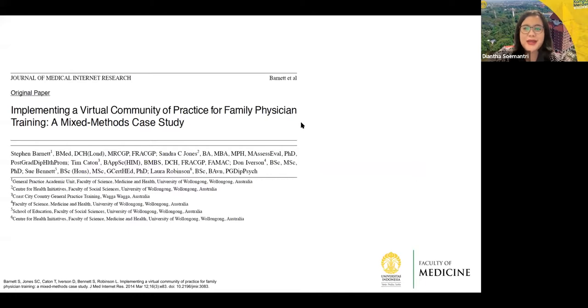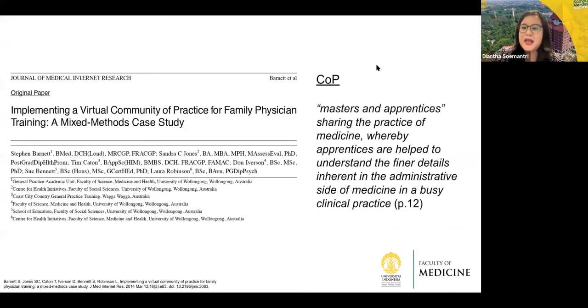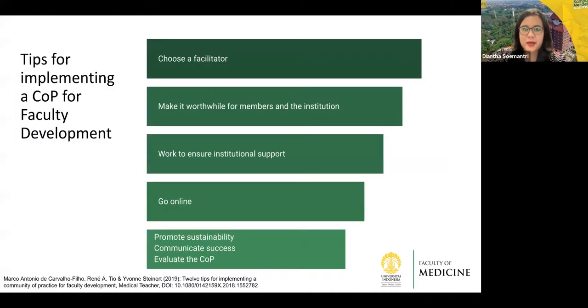So I like this quote in this particular article about COP. COP is when masters and apprentices share the practice of medicine, whereby apprentices are helped to understand the finer details inherent in the administrative side of medicine in a busy clinical practice. Maybe this is specifically for medicine, but I believe this principle can be applied to another context. For example, the HPE group, where we have those who are the masters and those who are apprentices, and they can learn together. The apprentices can learn about the finer details inherent in the administrative side of teaching. So perhaps this principle could be applied to any other context of COP.